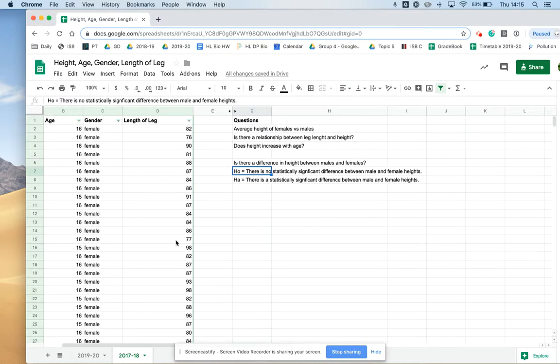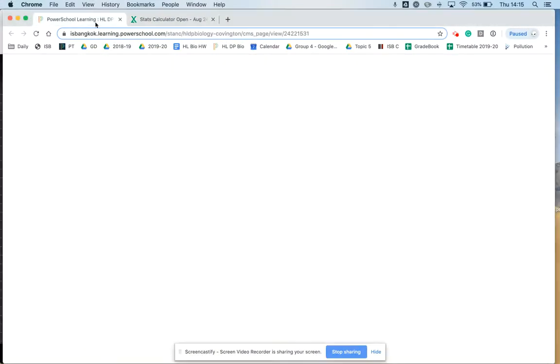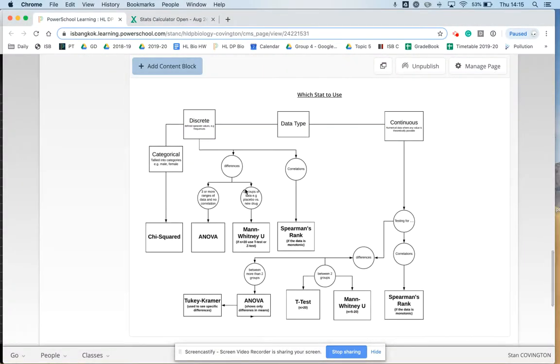Okay, so knowing that, we need to go to this chart here. It tells us which stat to use. So first, do we have discrete or continuous data? Looking at the height, it's pretty much continuous. I mean, granted, there's a maximum height, but in this case, it's continuous. Okay, so we go down here, and basically, what are we testing for? Are we looking for correlations? So as one increases, the other increases, or as one increases, the other decreases? Or are we looking for differences? Is there a difference between those two groups?